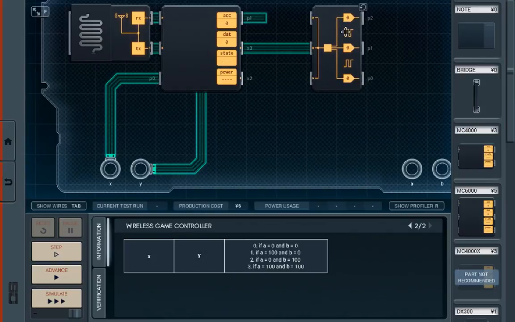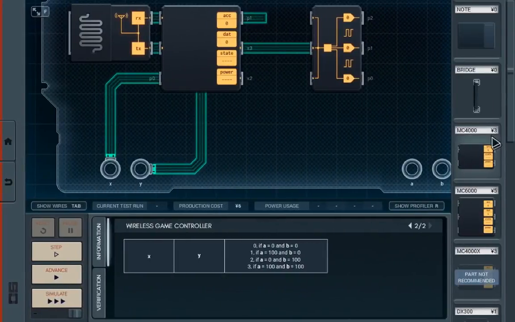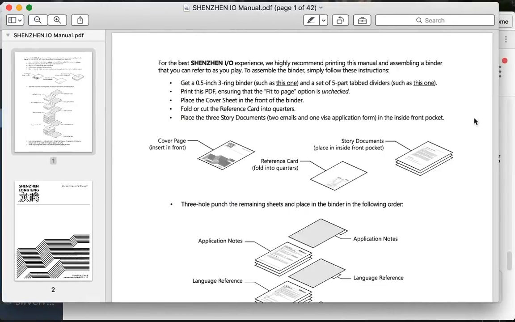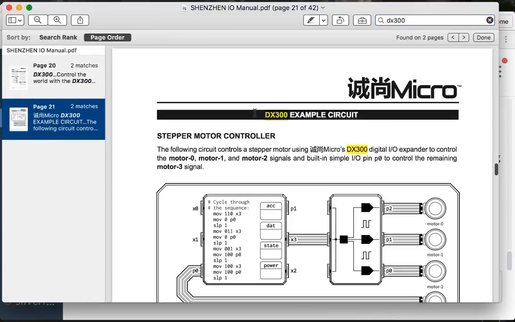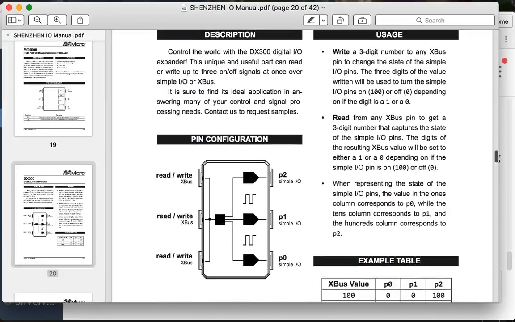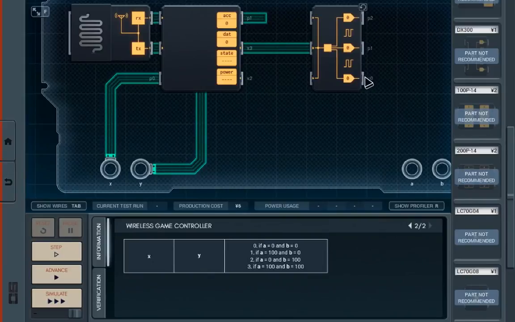Let's go check the spec for this thing to see which of these is the high order bit and which is the low. What the hell is this part called? It's a DX300. Okay, here we go. When representing the state, the value in the ones column is P0. Okay, so this is our lowest order bit, and this is our highest.